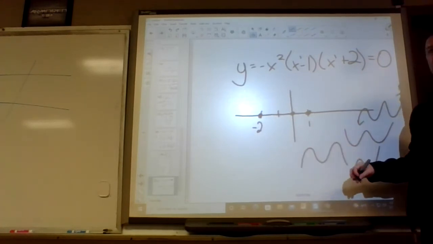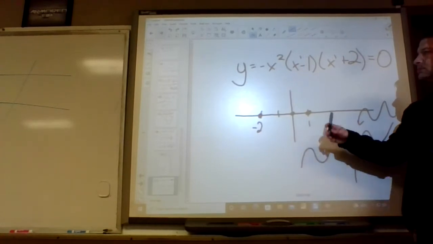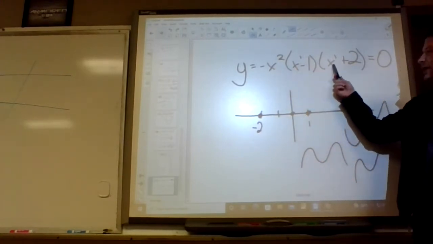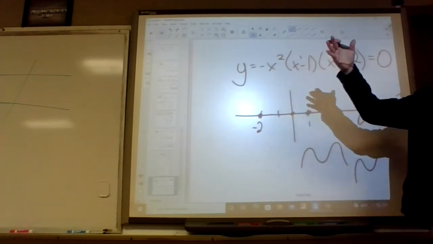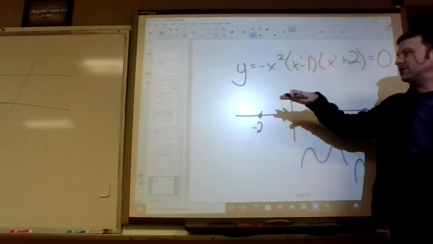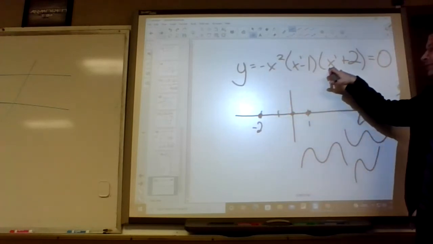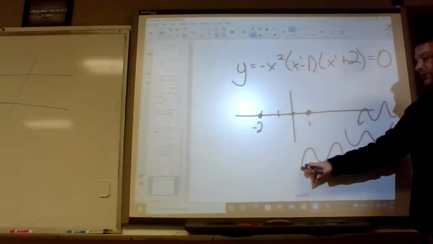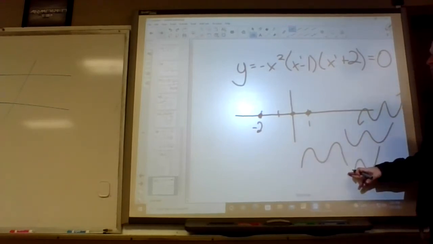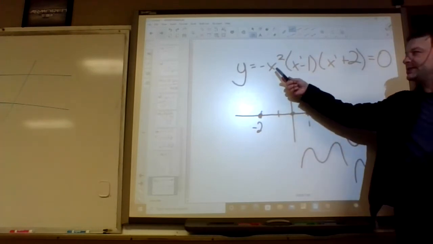Wait, I thought this was an x squared. It's x to the 4th. If you multiply all the x's together, it'd be negative x to the 4th. So negative 1 is the leading coefficient, and 4 is the degree. So instead of going up, up, it's going to go down, down. And 0 is a double root.